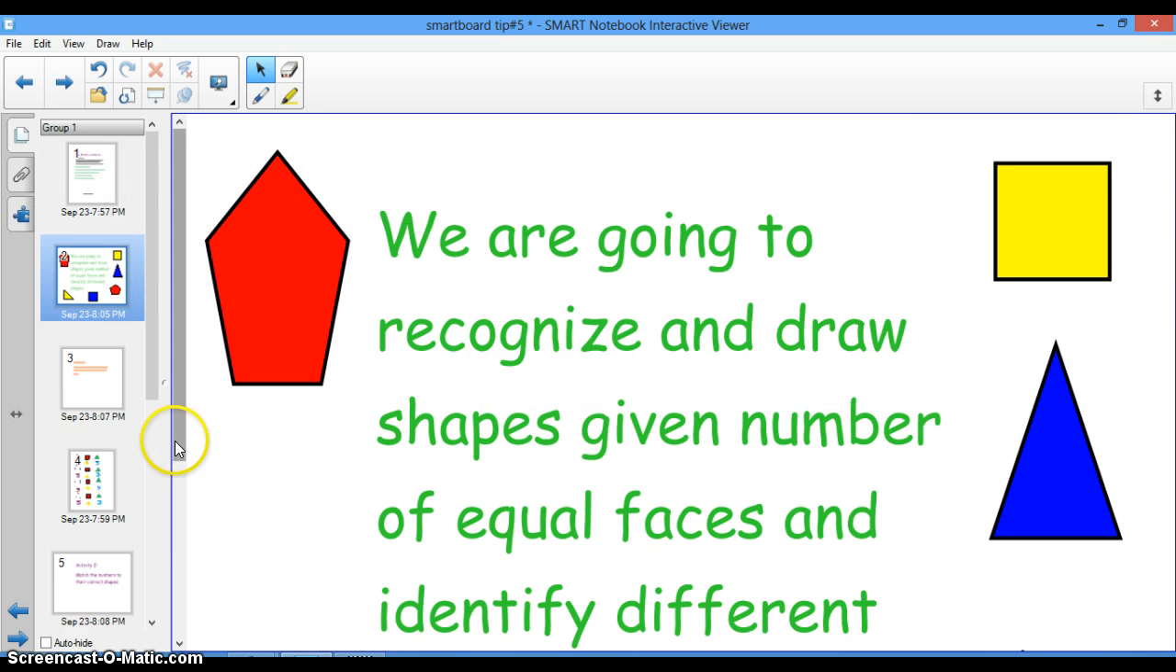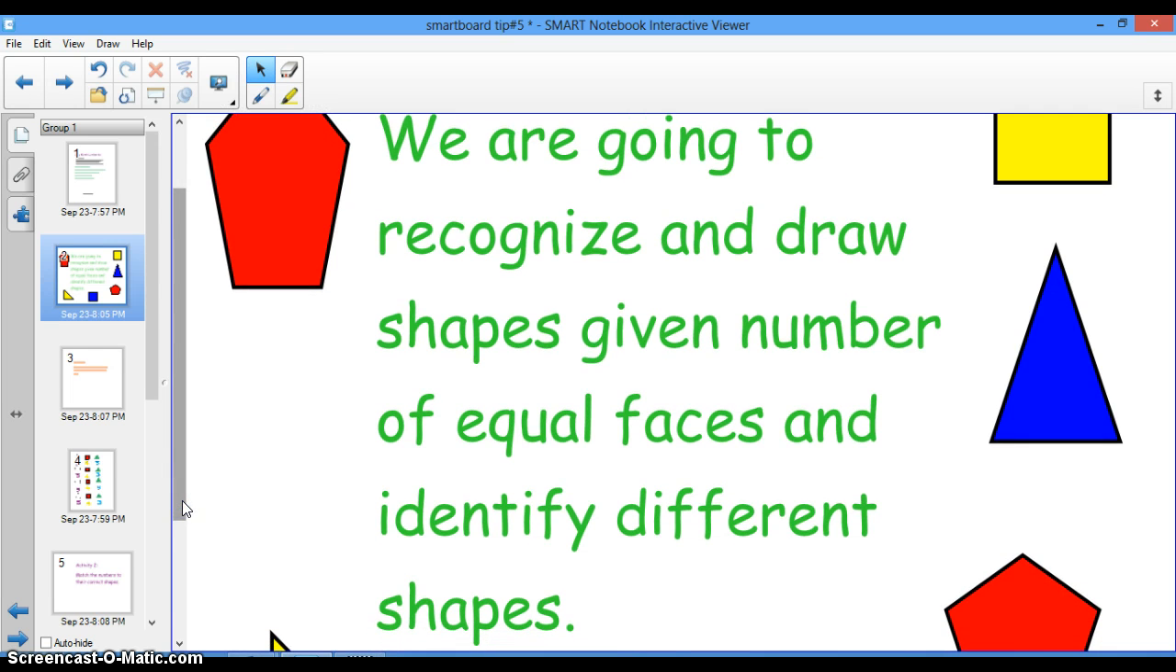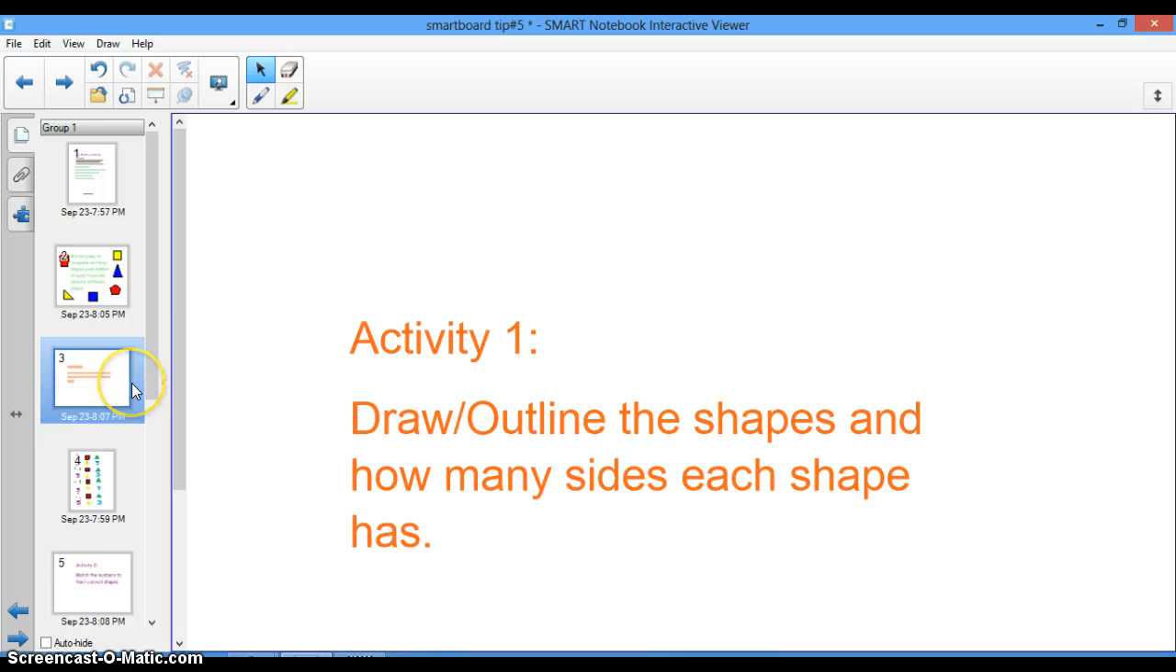And this is just the instruction of what they're going to do in this lesson. This is the first activity. We're going to draw and outline the shapes and how many sides each shape has.